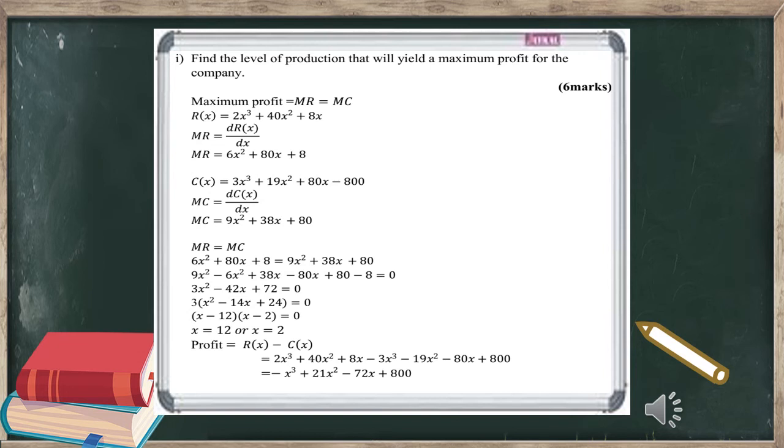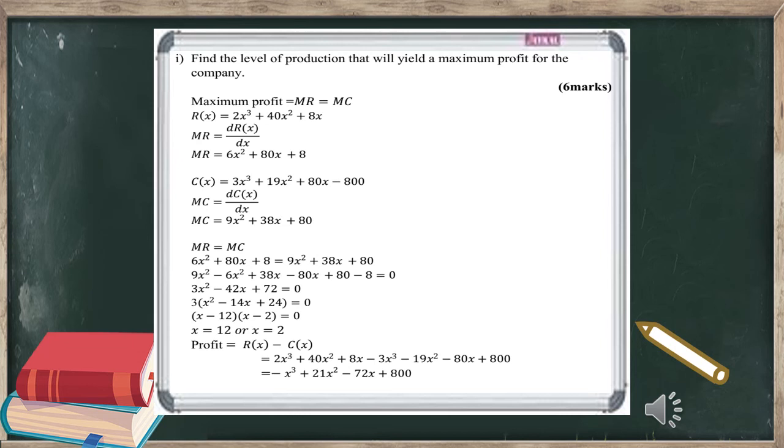So the final answer for the marginal cost function is 9x squared plus 38x plus 80. So marginal revenue equal to marginal cost is 6x squared plus 80x plus 8 equal to 9x squared plus 38x plus 80. So we move marginal revenue to the right, and then we got 9x squared minus 6x squared plus 38x minus 80x plus 80 minus 8 equal to 0. So we got 3x squared minus 42x plus 72 equal to 0.